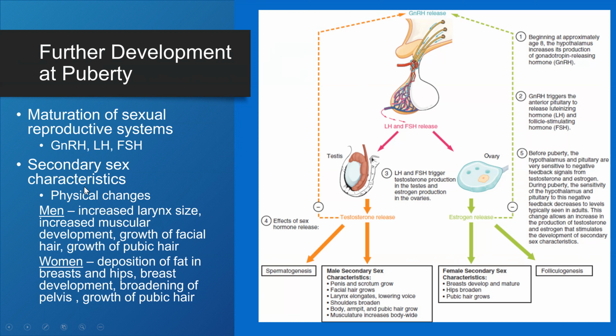Secondary sex characteristics also will be affected by sex hormones, estrogen and testosterone. In men, it will be increased larynx size, increased muscular development, growth of facial hair, growth of pubic hair. In women, deposition of fat in the breast and hips, breast development, broadening of the pelvis, and also growth of pubic hair.